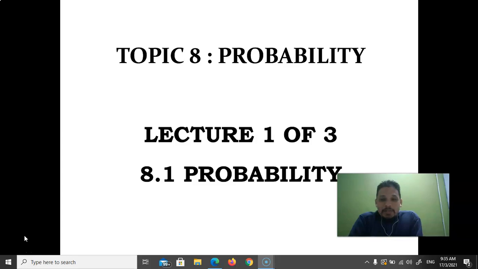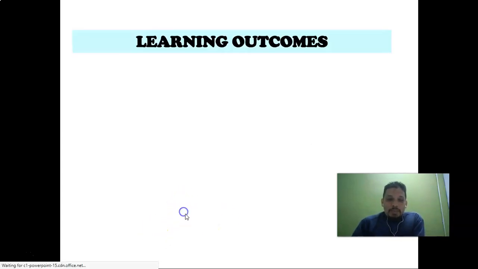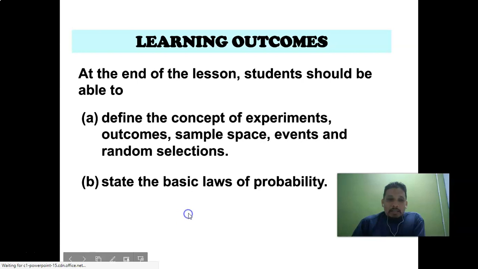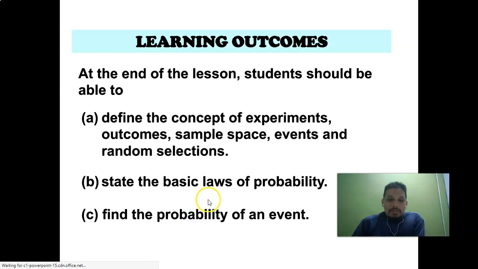Okay, so we have reached the recall topic A, probability, in this recall semester, and let's begin our discussion of this topic with lecture 1 of 3 for the topic of 8.1 probability. Please refer to the handout that you have in your hands right now. We're going to recall and define the concept of experiment, outcomes, the basic laws of probability, and find the probability of an event.